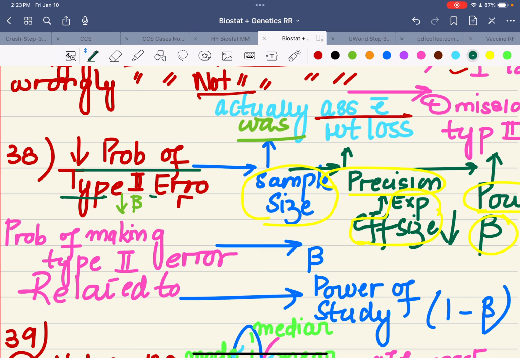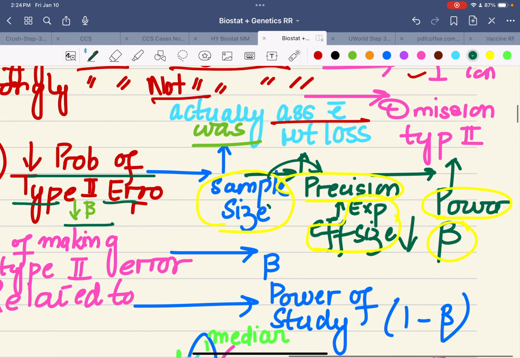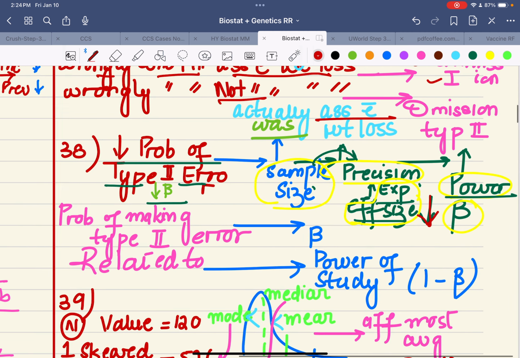We can decrease the probability of making a type 2 error by decreasing the beta. And how do we decrease the beta? By increasing the sample size. Whenever we increase the sample size, what are the effects? We have increased precision, we have increased effect size, we also have increased power. The only thing that goes down is the beta, which is the probability of making a type 2 error, right?